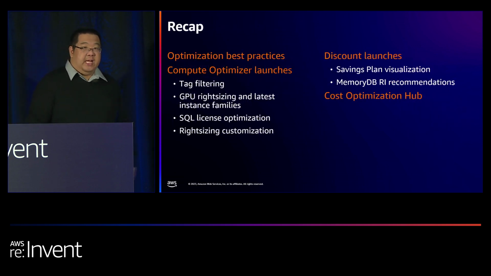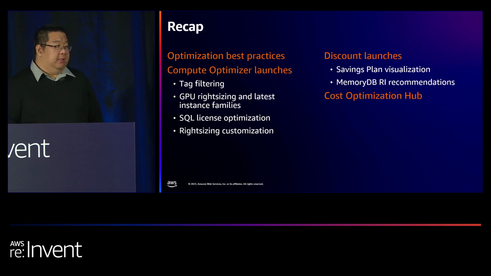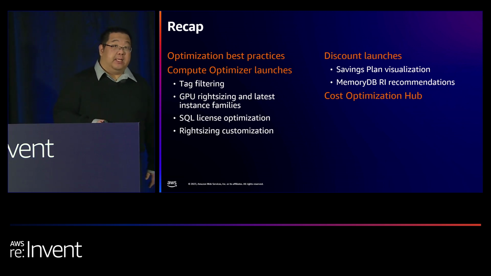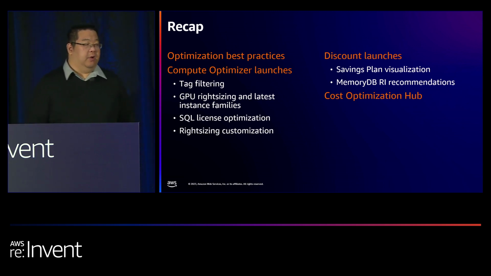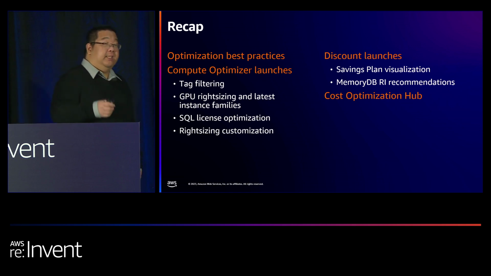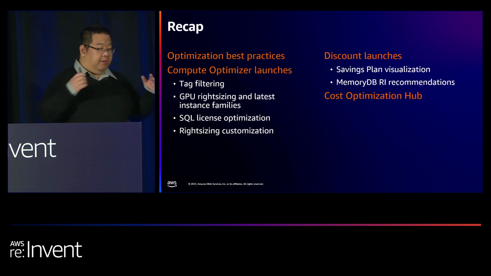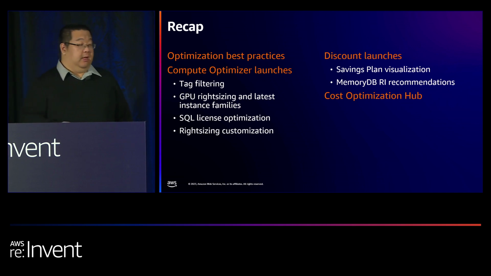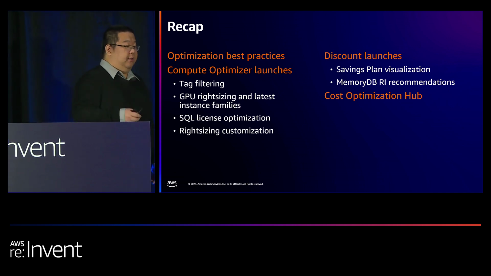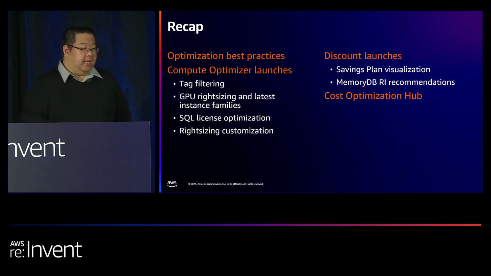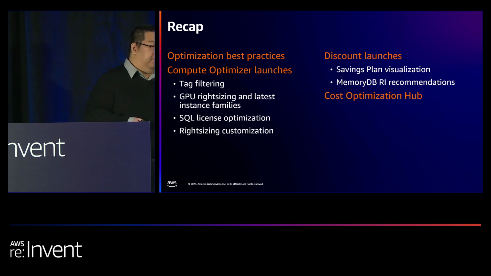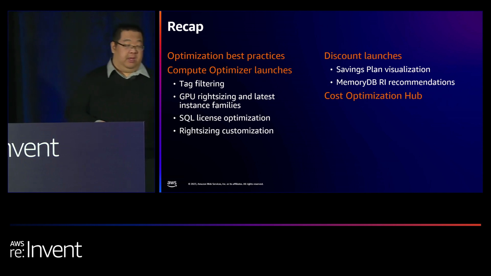So that brings us to the end of the presentation. Just to recap, we talked about the optimization best practices. We talked about all the amazing Compute Optimizer launches, which include tag filtering, GPU right-sizing, SQL licensing optimization, and right-sizing customization, which we just launched 2 days ago. We also talked about discount purchasing launches for savings plan visualization and a new recommendation for you to purchase MemoryDB reserved nodes. And we had a demo on the Cost Optimization Hub.